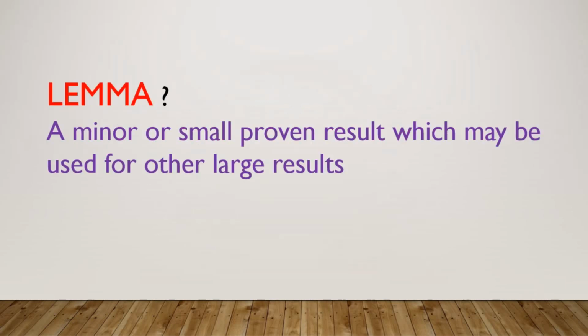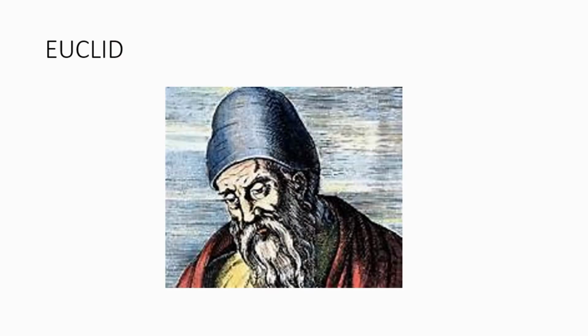And one more word you heard, lemma. What is lemma? It is a minor or small proven result. It's a small result which may be used for other large results. You will understand all these things in due course of time, when you grow up, these lemmas, theorems, algorithms, everything. But here lemma means it's a small, proved statement. Okay, so no confusion. And let me show you finally the boss, Euclid.